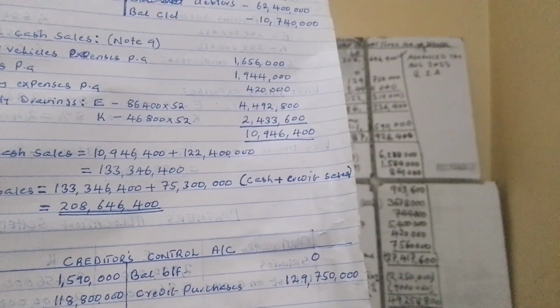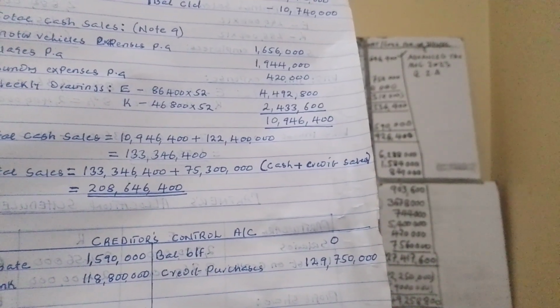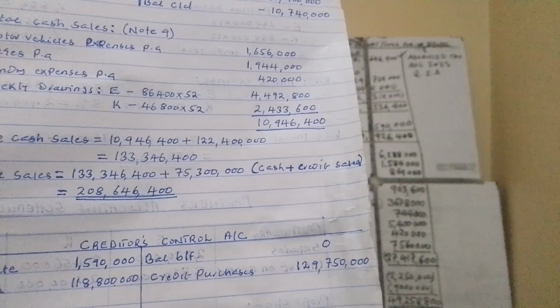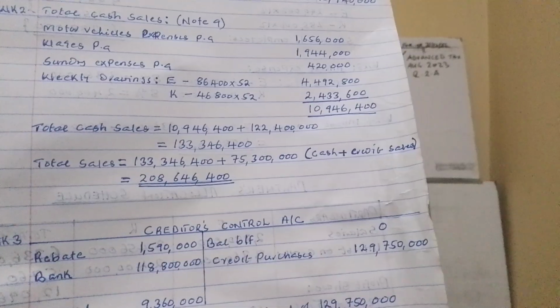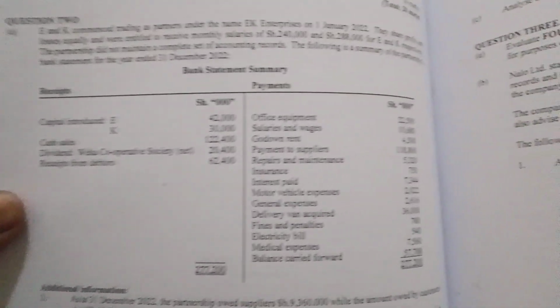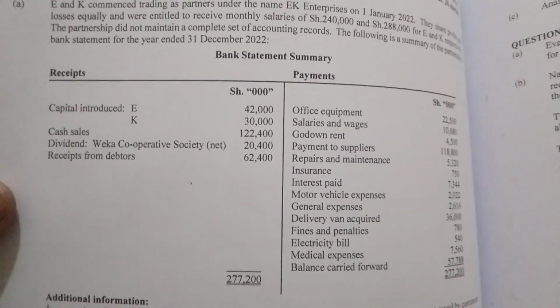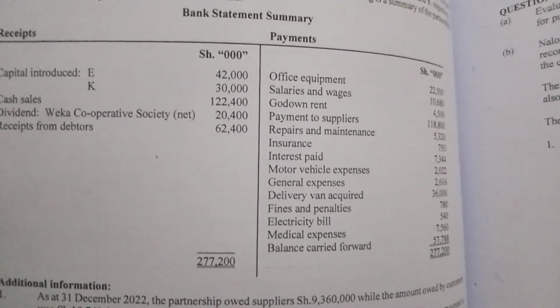Plus cash sales, you can see that. Can you see 10 million 946,400 plus 122,400,000? That figure there. So the total, you can confirm that figure, plus the cash sales, the 122,400. I want you to confirm that number there. You can see on the debit side of the bank statement, cash sales 122,400.